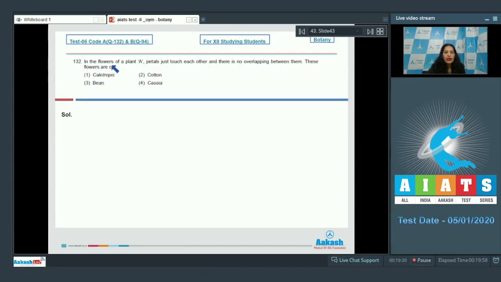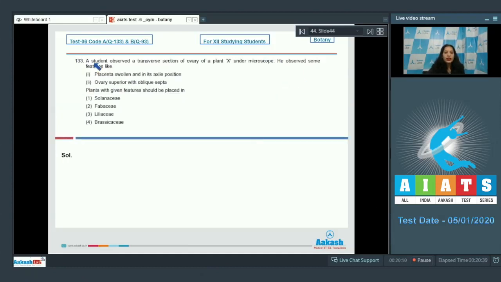Question number 132. In the flowers of a plant A, petals just touch each other and there is no overlapping between them. This means the flower shows valvate aestivation. So you have to find out the example which shows the valvate aestivation. It is the Calotropis which shows the valvate aestivation. So the correct option for the given question is option number 1. Let's move to the next question.